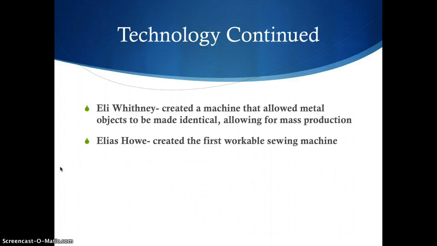Eli Whitney was responsible for creating a machine that allowed metal objects to be made identical, allowing for mass production. Elias Howe created the first workable sewing machine.